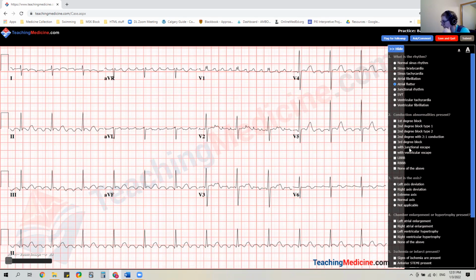I mean, I can just add it in here, make this faster. Rhythm, atrial flutter. Intervals, the PR is gone, QRS is normal. So normal QRS. And then the QT is probably normal, judging on, this is probably a T, and that's less than half.